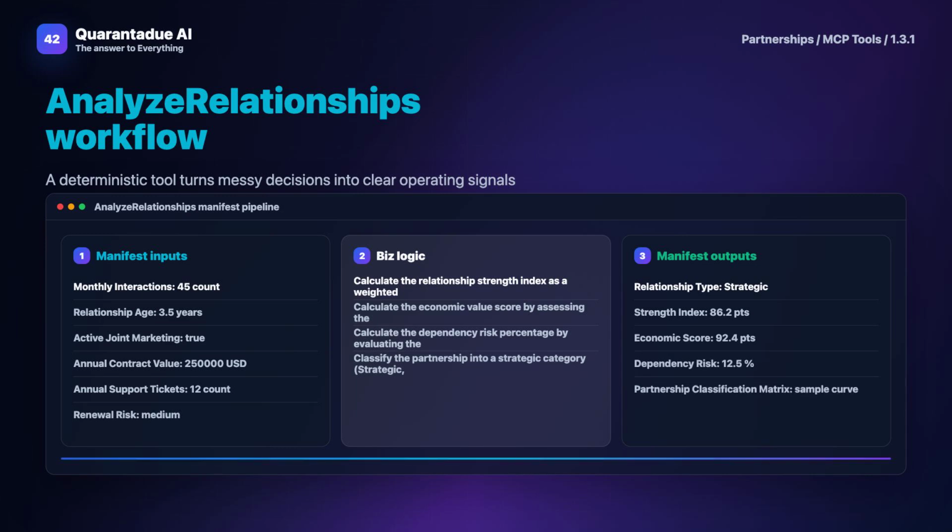So, how does the software solution work? AnalyzeRelationships integrates with your existing systems to ingest data from CRMs like Salesforce, communication platforms like Slack, and financial software. It normalizes this data and establishes baselines for what constitutes normal behavior for each relationship. Then, it calculates deviations using statistical models, flagging anomalies that could indicate risk or opportunity.